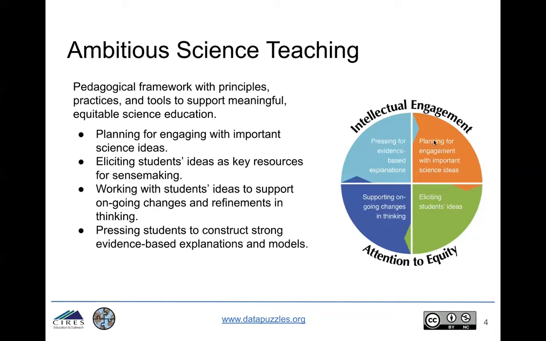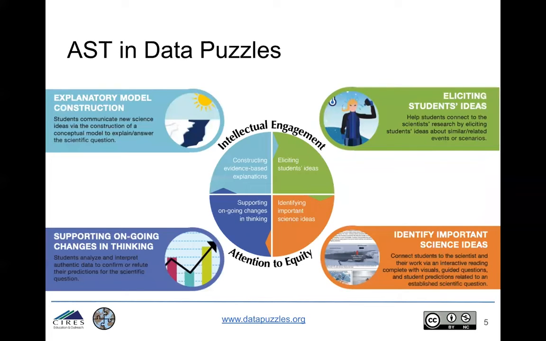And with Melissa's permission, we've made a small change to this framework, and that is we've swapped the eliciting students' ideas quadrant and the planning for engagement with important science ideas quadrant. For the purposes of data puzzles, we've already done the planning for you. So the first part in this resource, as we'll engage with here in just a bit, is eliciting students' ideas. And then the second part will be helping students identify important science ideas. So just wanted to note that at this time.